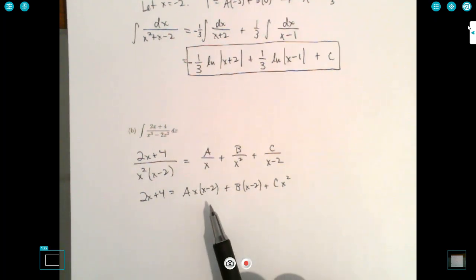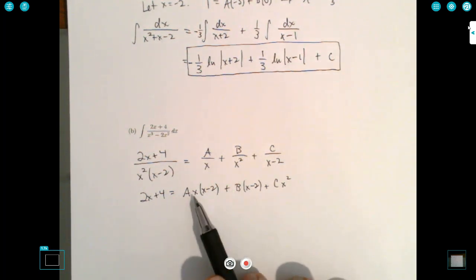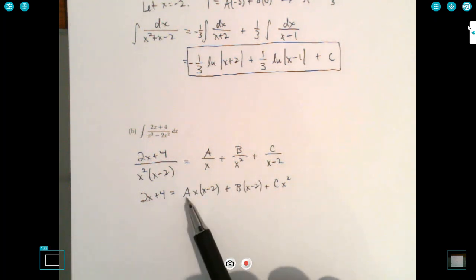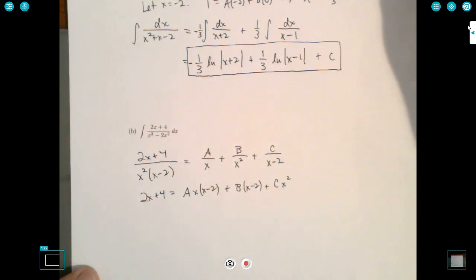So I think if I do my little cancellation method, I can solve for c if I let x be 2. And if I let x be 0, I can solve for b. Solving for a is going to be a little bit trickier, though. But, you know, I might as well use cancellation when I can, I suppose.